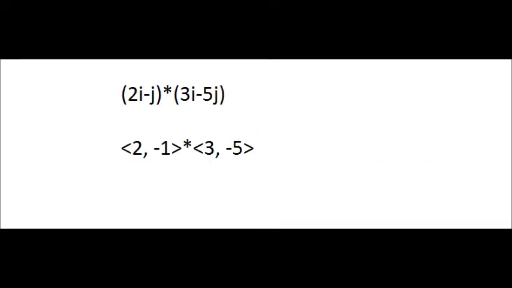Also, on a less important note, if you ever see 2i minus j times 3i minus 5j or anything like that, it just means the same as 2, negative 1 times 3, negative 5. It works for any set of numbers. It's just a different way of writing vectors, and people do it different ways.